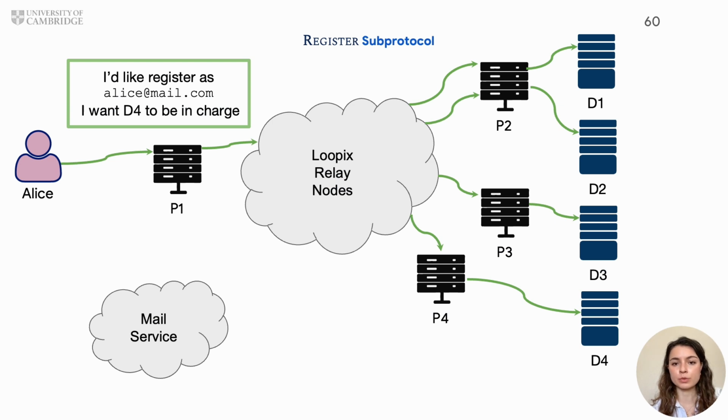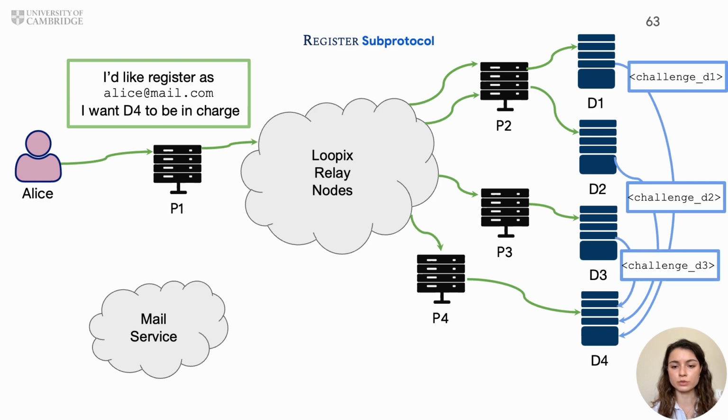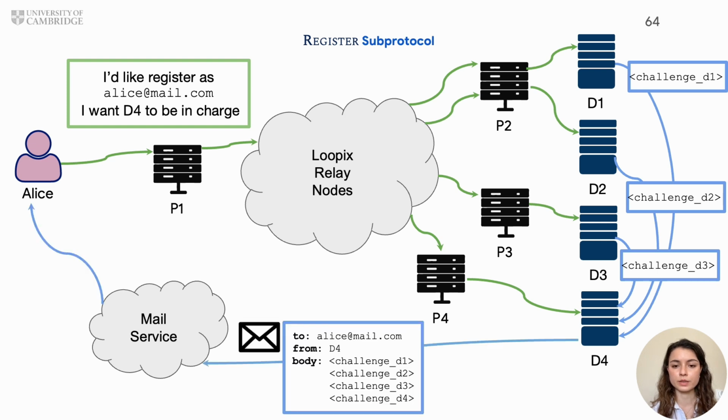Now let's look at how the register subprotocol works. When Alice wants to register with an email address, she sends a message to the discovery nodes including this email address. And she also picks one of the discovery nodes to be in charge of the registration process, and she sends the ID of that node along with her email address. In this case, this node is D4. Then each of the discovery nodes generates a challenge value and sends it out to the chosen node, that is D4. And what D4 does is it collects these challenge values from all discovery nodes, also generates a challenge value itself, and sends Alice an email including these challenges along with her contact information and username.